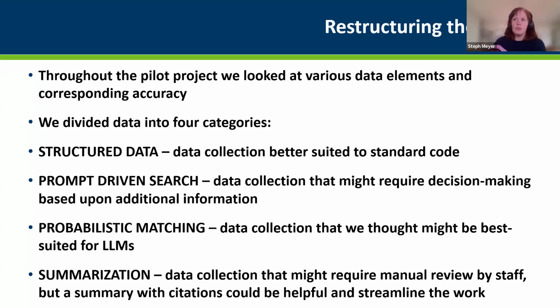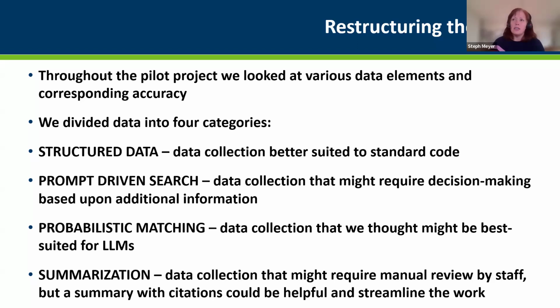The next was prompt-driven search. This is data that might require some decision making based on additional information. If you're classifying a type of antibiotic or antiviral treatment, that might be a prompt-driven search. The next category was probabilistic matching, and this was data collection that we thought might work well using a large language model or other AI resource. Some of that was us not really knowing exactly what to put into this category. We decided it was concepts or nuanced data like family history, things that might be in these long paragraphs of text.